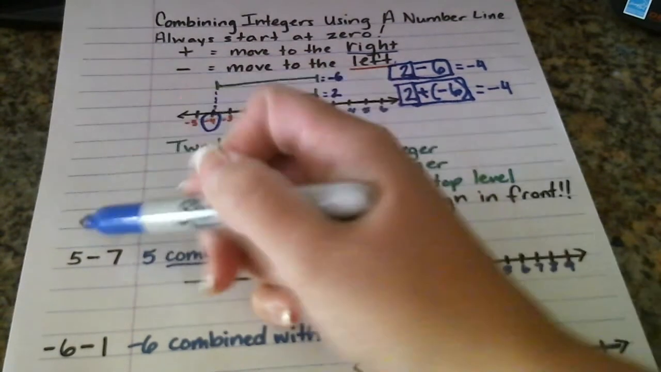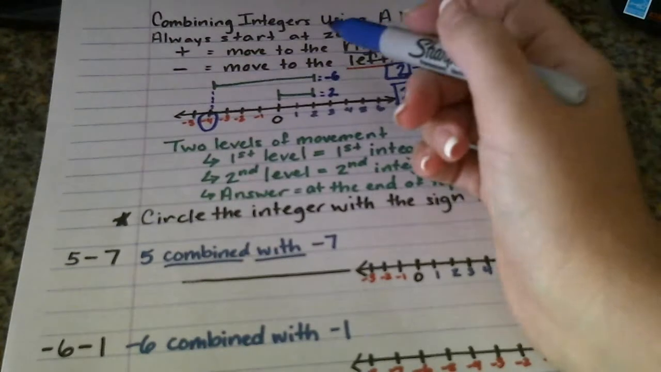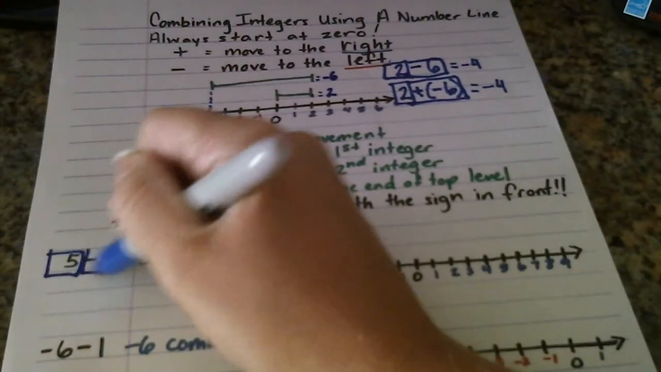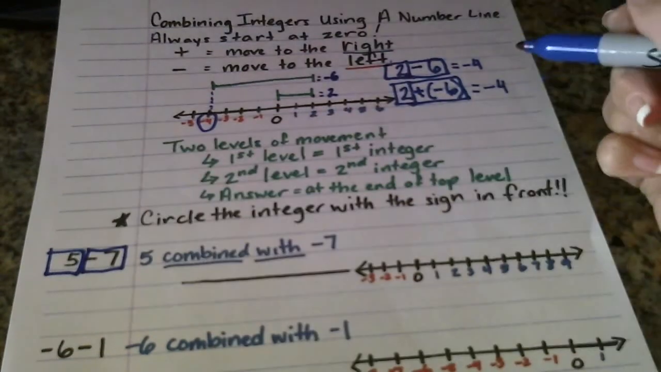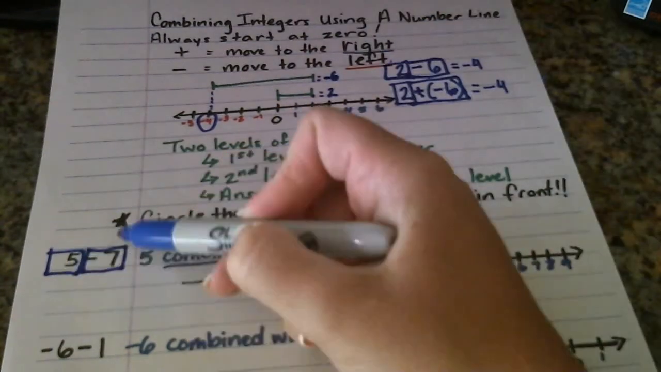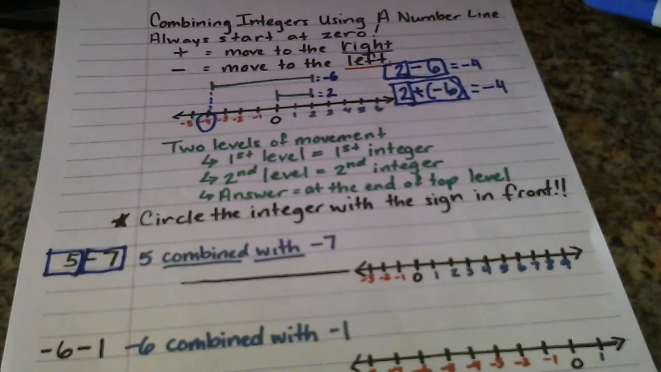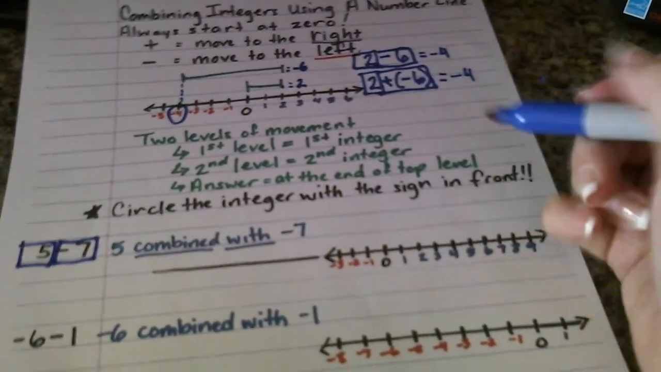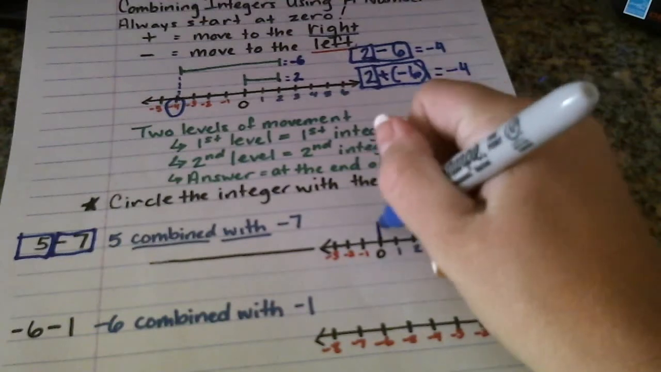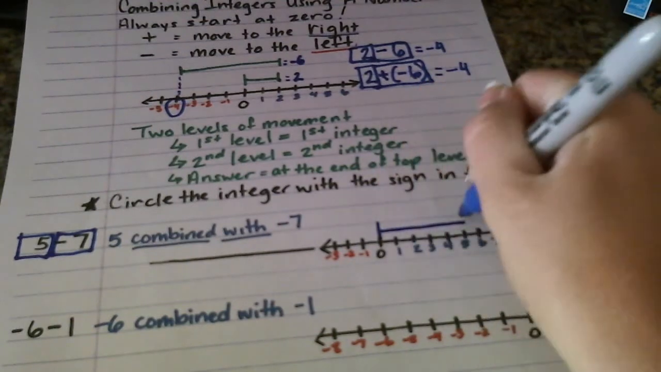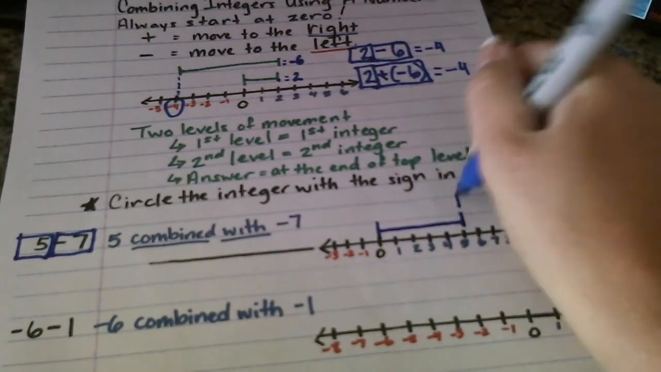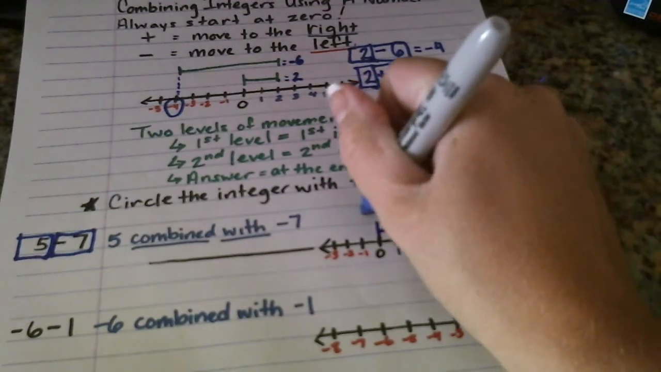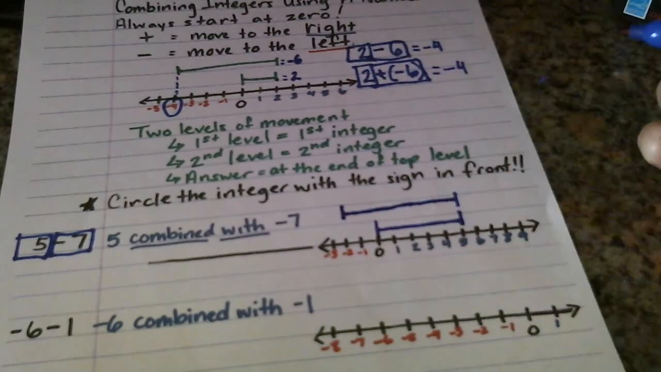So let's start with my first example here in my list of problems. First step, box out the number with the sign in front of it. That tells me here that I'm combining 5 with a -7. So if I've got 5 combined with a -7, on my number line, it's telling me to move right 5 spaces. And then from that point, it says move to the left 7 spaces, because again, negative means move to the left.